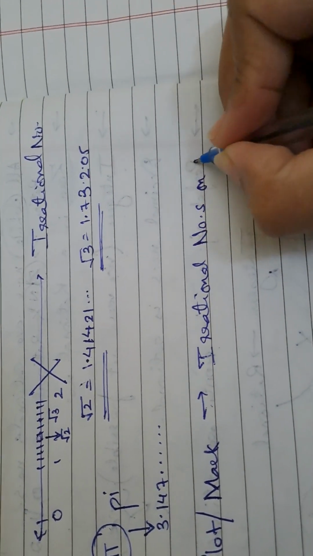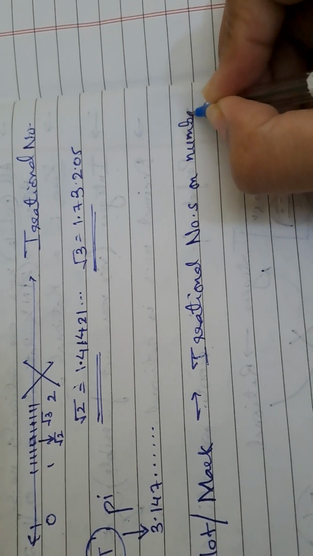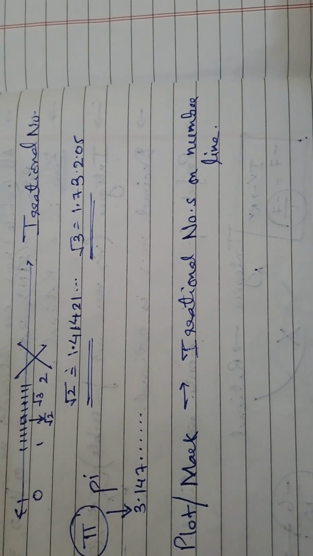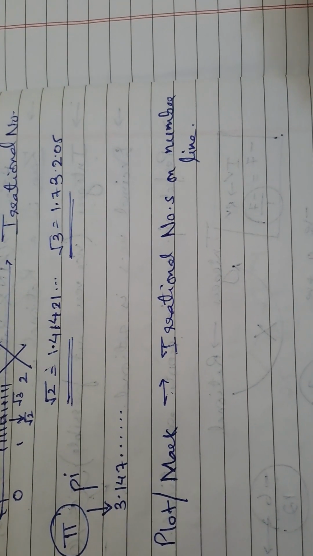Numbers on the number line. Okay, what are we going to do? We are going to plot or mark the irrational numbers on a number line.